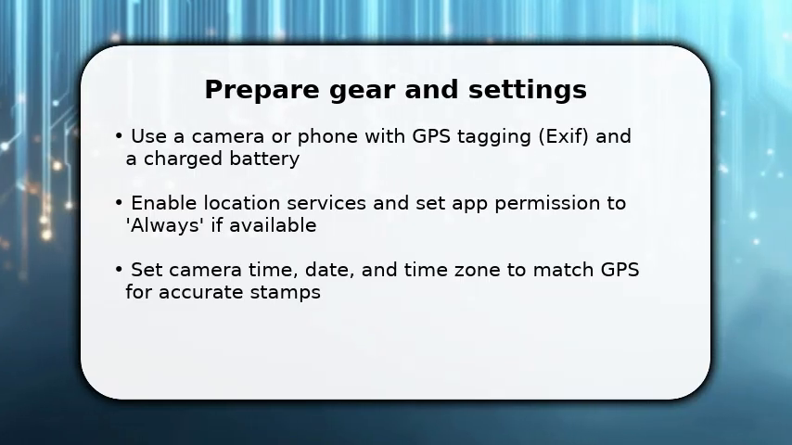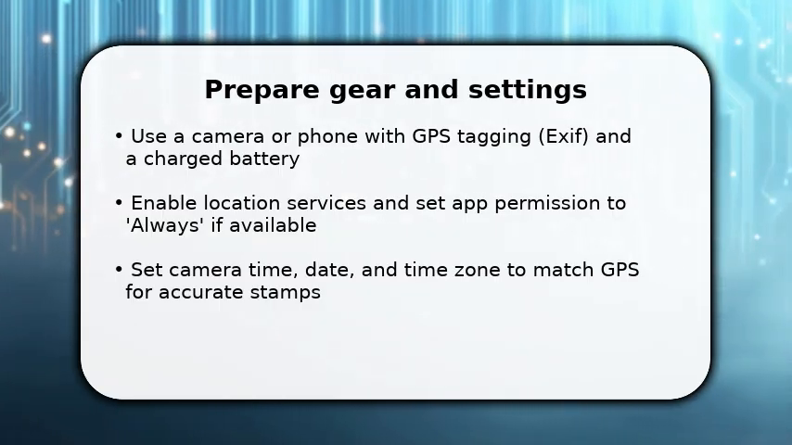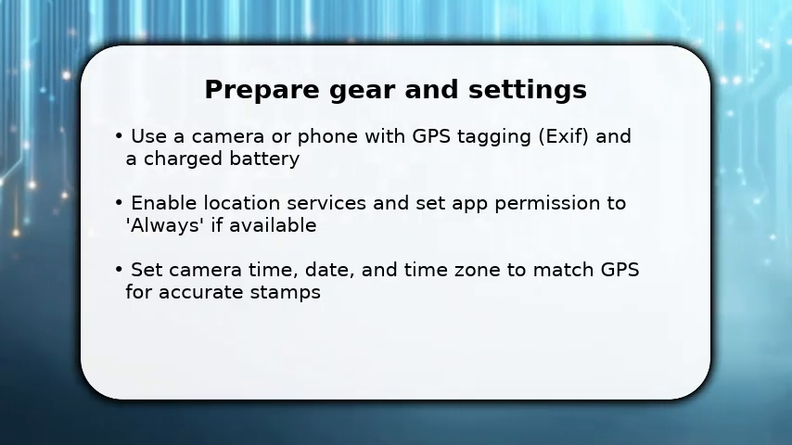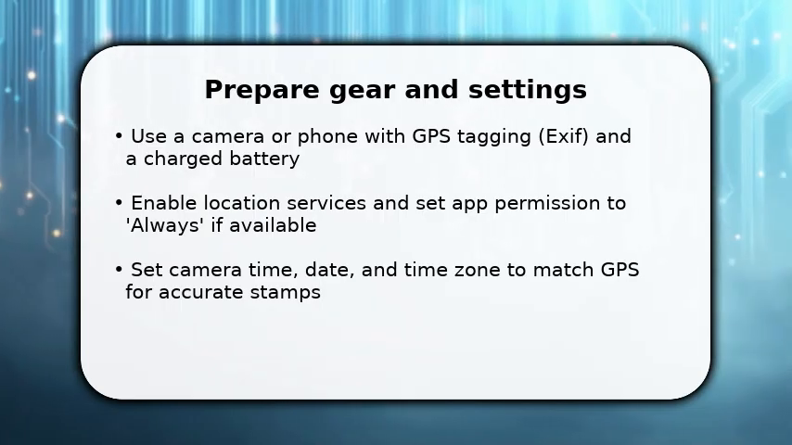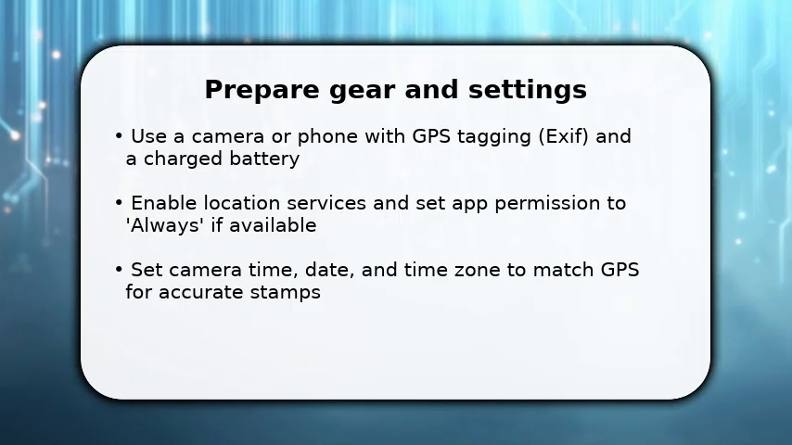You start by readying your gear and confirming location capture. Turn on device GPS and grant the camera app persistent location permission. This ensures coordinates are embedded. Set correct time, date, and time zone in the camera so the EXIF timestamp matches satellite time.